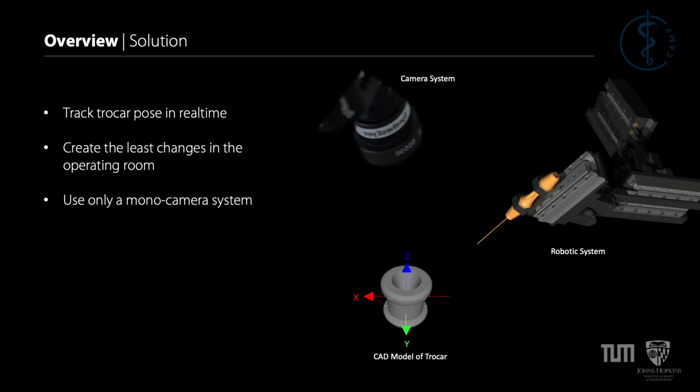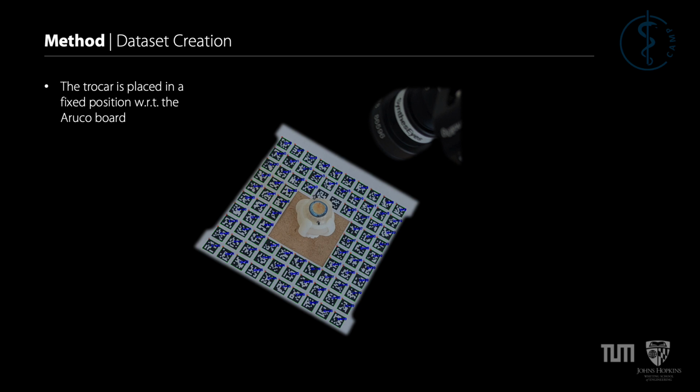Our proposed solution is to use a mono-camera system, having the least impact on the surgery room compared to the other tracking systems, and develop a robust trocar pose tracking method which could be used for the guidance of the robot. In this order, there is a need to create a dataset.